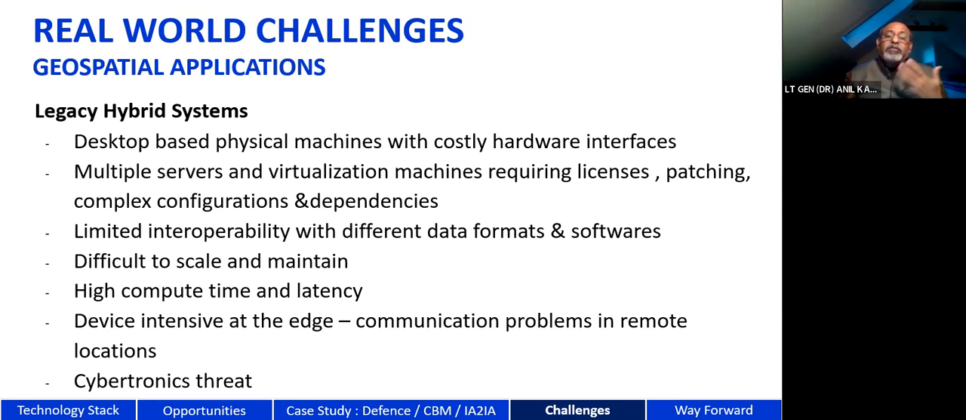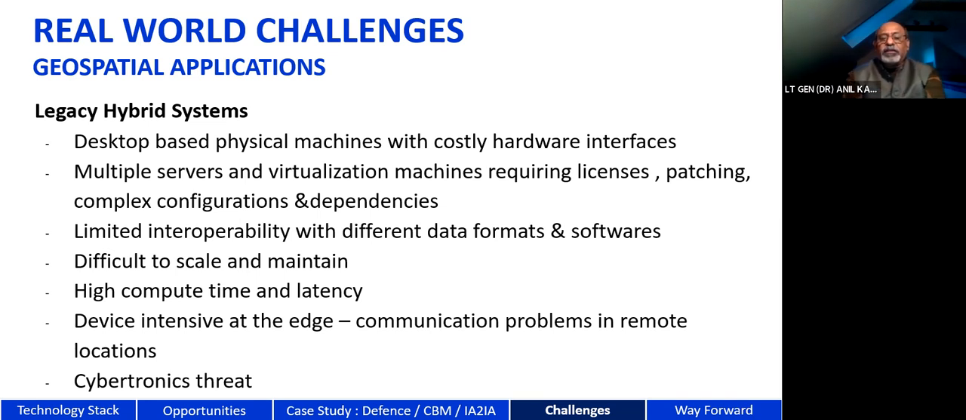So when we look at geospatial technologies, it's a combination, like I said, of data engineers, data technologists, IT technologists, and data scientists, all of them put together, who have to come up with workable solutions of hardware, software, and data management to come up with a robust system. It is very, very difficult to scale and maintain legacy systems. There's a high compute time and high latency.